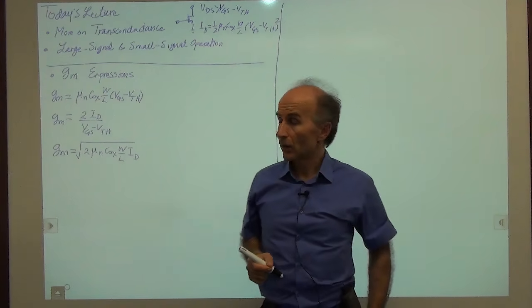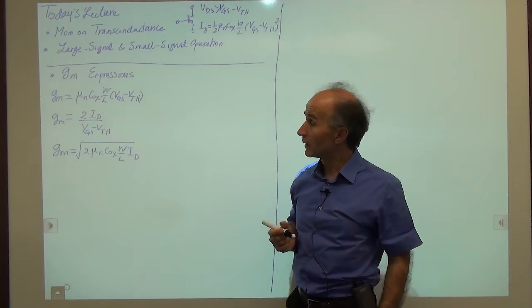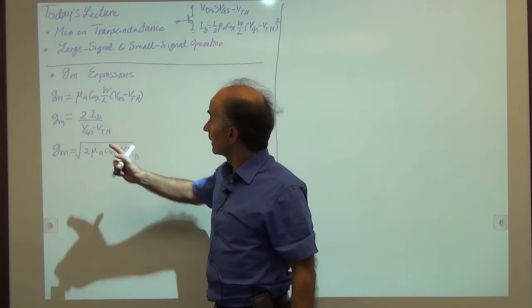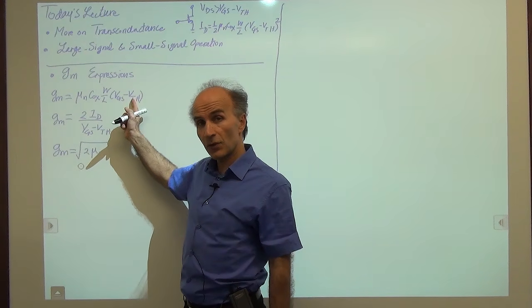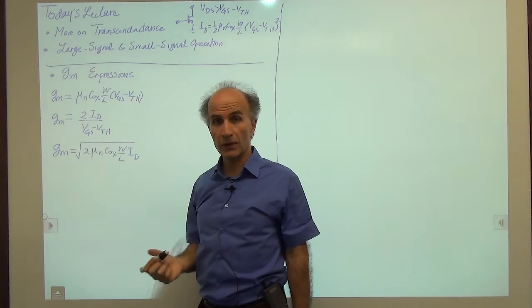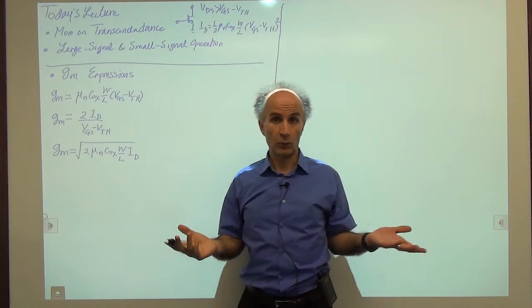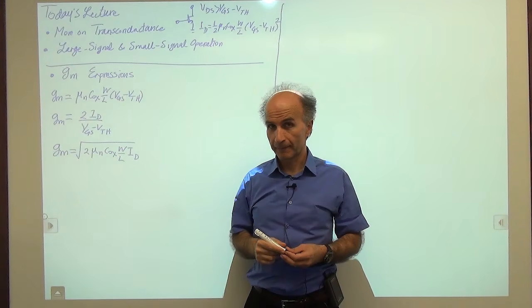Okay, now if you look at these carefully, something looks to be a little strange. For example, here, GM is proportional to VGS minus VTH, whereas here it is inversely proportional to VGS minus VTH. Which one is correct? Well, both are correct, but it just depends on what we are doing.